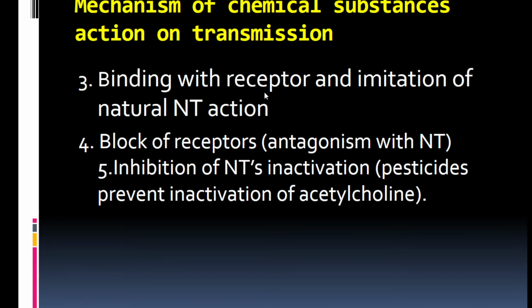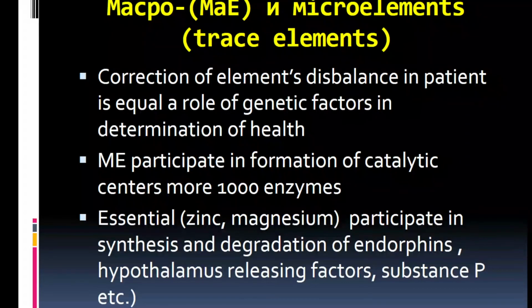These substances can influence the binding of the receptor and initiate the action of the natural neurotransmitter. It's such chemical mimicry, or block of receptors when these factors are antagonists of these neurotransmitters, or inhibition of neurotransmitter inactivation. For example, pesticides prevent inactivation of acetylcholine because they have an anti-acetylcholinesterase action. So there may be very many different targets in the transmission of excitation through the synapse for different chemical substances, anthropogenic substances, inorganic and organic substances.